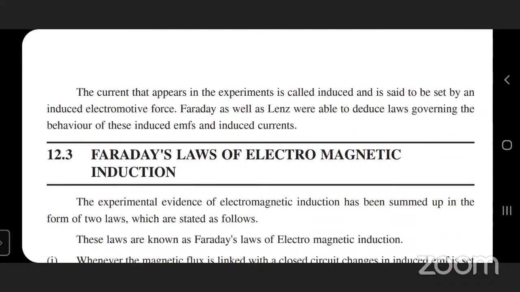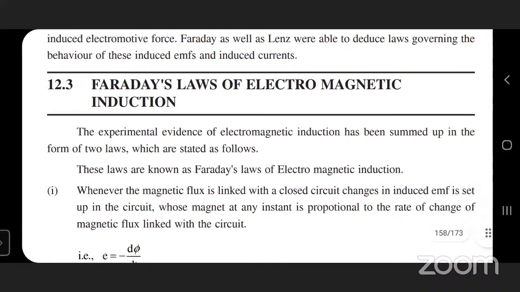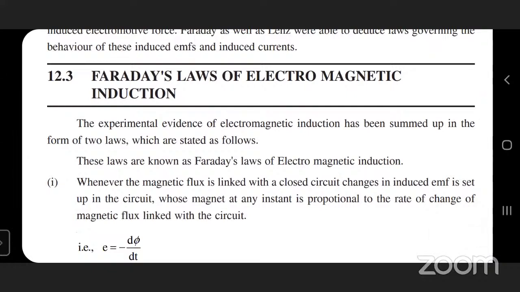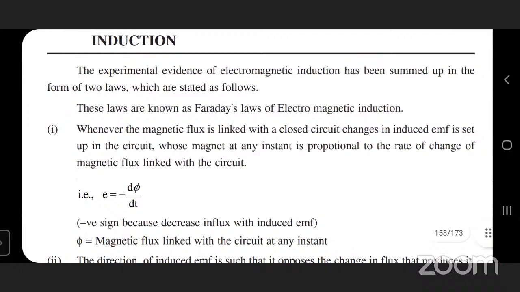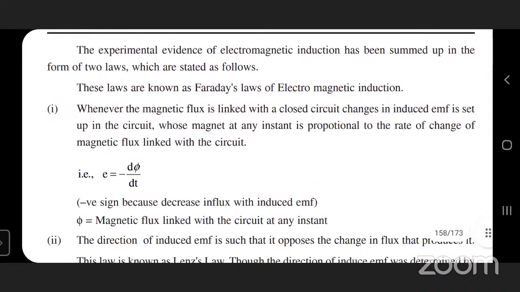Next, the most important question is: what is Faraday's law? What are Faraday's laws, what is the integral form of Faraday's law, and what is the differential form of Faraday's law? You can easily observe. Let me tell you, there are two laws for electromagnetic induction. The first law, I am going to read here, so you can observe what that law is and what the equation is.